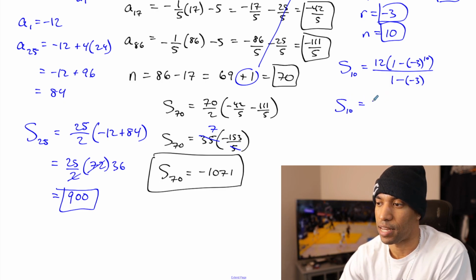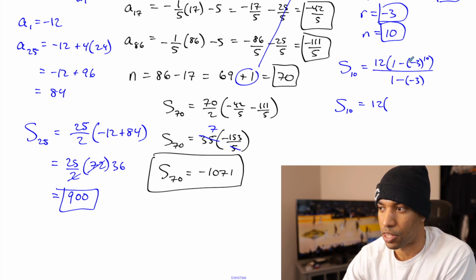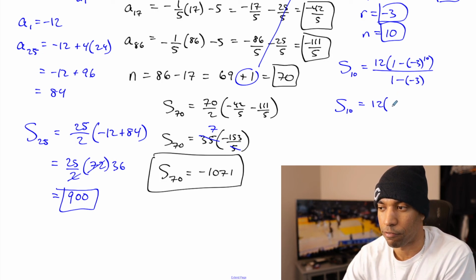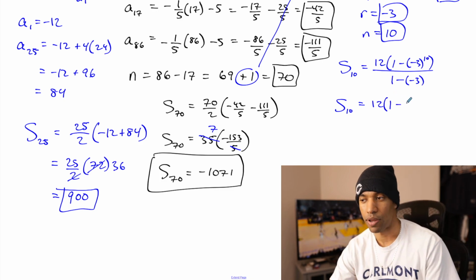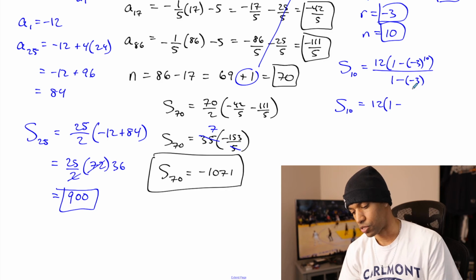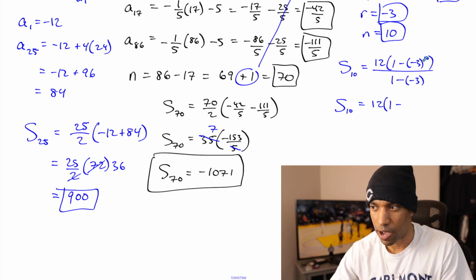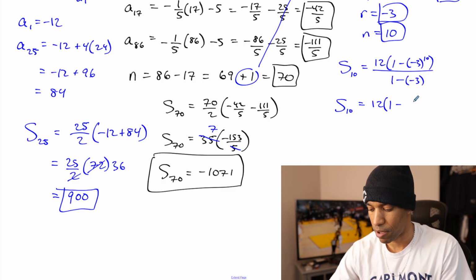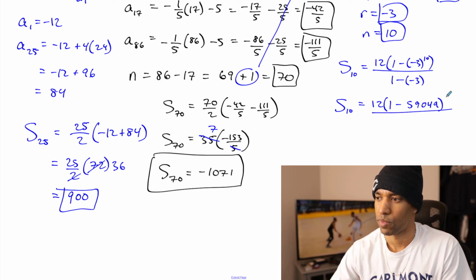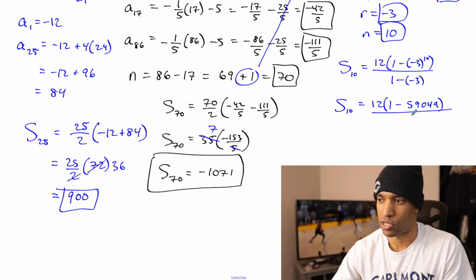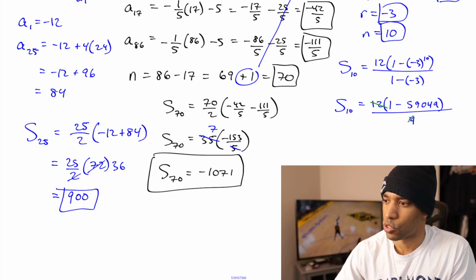So S sub 10 is 12 times... Now, I'm not going to do 1 plus 3 to the 10th. I have to do negative 3 to the 10th first, and wrap it in parentheses. Order of operations says we have to do this to the 10th first. That makes this a positive, so I'm going to be subtracting that positive 59049. Now, the denominator is 1 minus negative 3, which is 1 plus 3, which is 4. 12 over 4 is 3.